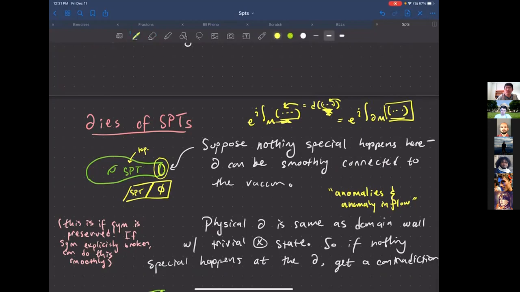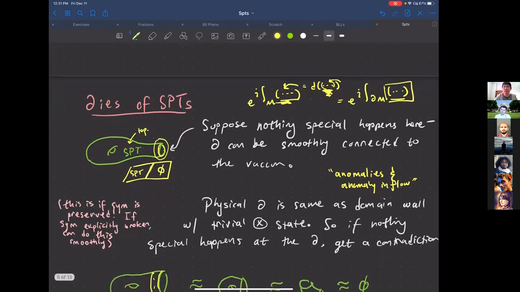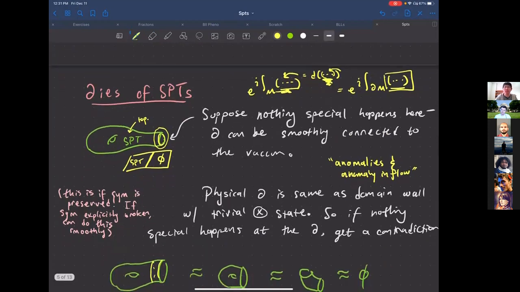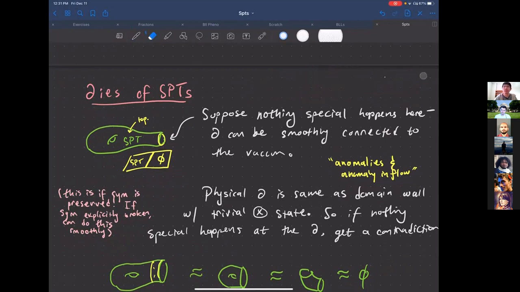But intuitively, I think this argument is sufficient for what we're doing right now: if there was nothing special on the boundary, then because of the topologicalness of the SPTs, the boundary could be deformed and eat up the whole system. And we'll see an example in a sec. Good, thank you. These are the keywords.